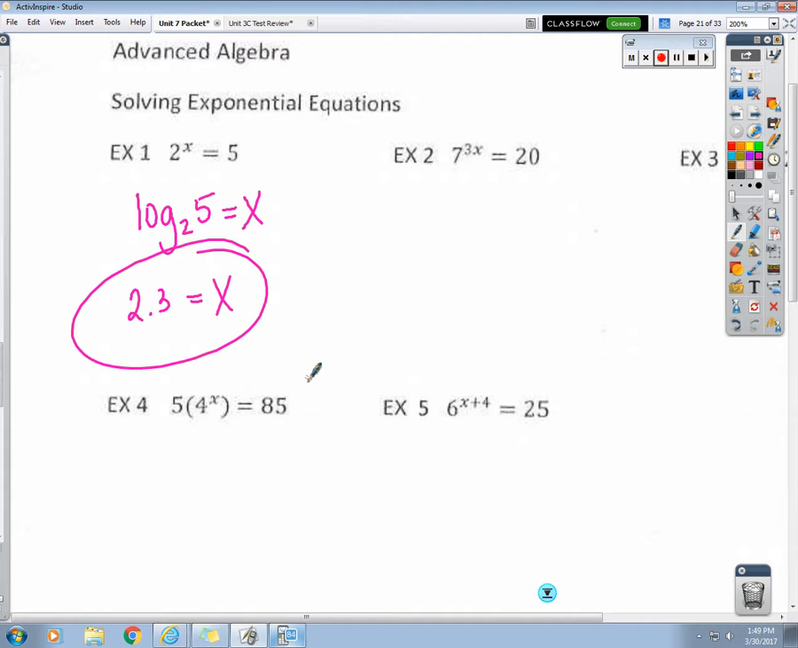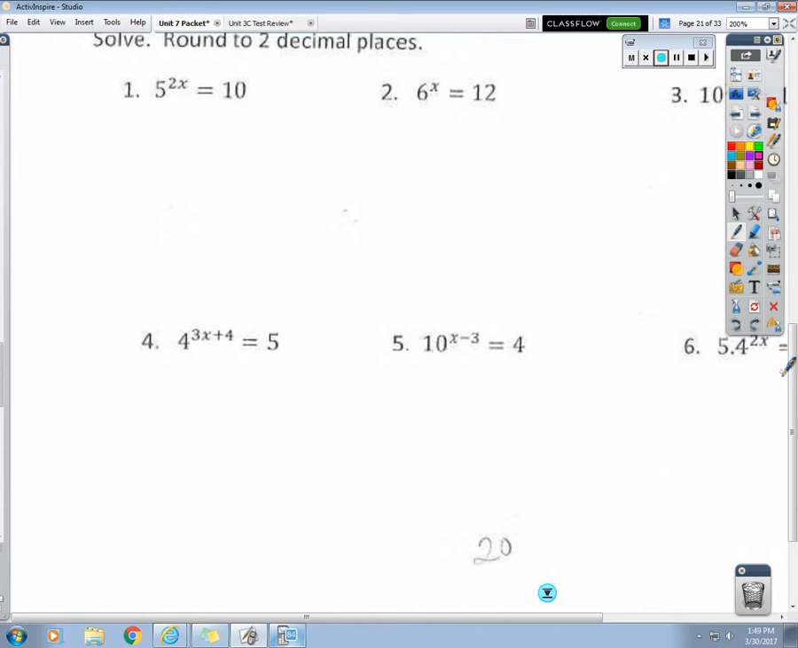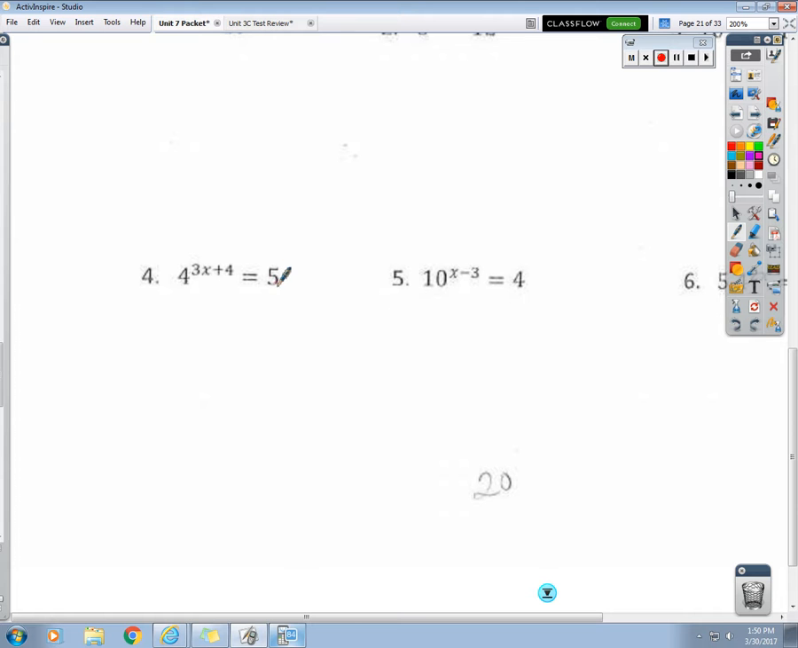Number 4. Example 4 or number 4? Okay, number 4. It's currently in exponential form, and the base is 4. So that's a regular logarithm. So it'll be log base 4 of 5 equals. Now you have to actually evaluate this side by going to math, log base, and what do you get for that? No, not the final answer. What do you get for log base 4 of 5? You get 1.16, right? So we have 1.16 equals 3x plus 4, and now to solve for x, what do?